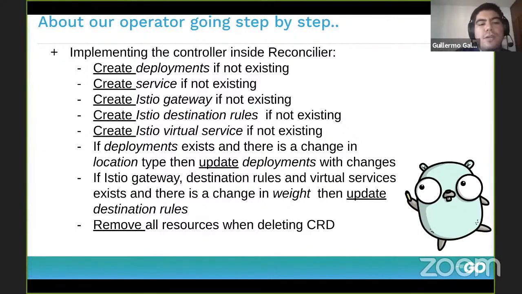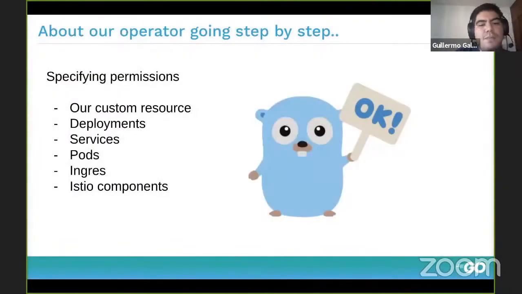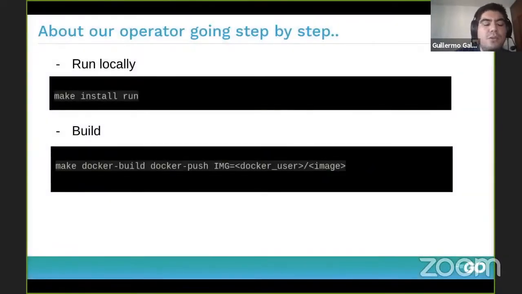Focusing on the logic of the controller, the only thing that we'll do is look at each reconciliation cycle. If there is no resource for that, it will create it. If it is already created, and there is a change, it will update the resource. As you can see, we need to create a deployment, service and all the Istio custom resource definitions. And well, this is for specifying the permissions. You can run your operator locally with this command.